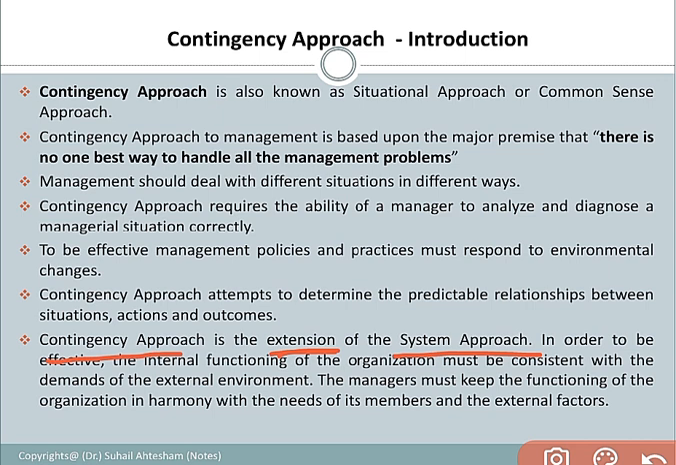In order to be effective, the internal functioning of the organization must be consistent with the demand of the external environment. According to the demand, the expectation, and the fluctuations in the external environment, there must be change in the internal environment. The manager has to maintain a balance between the internal and external environment of the business for survival in the long run. The manager must keep the functioning of the organization in harmony with the needs of its members and the external factors.